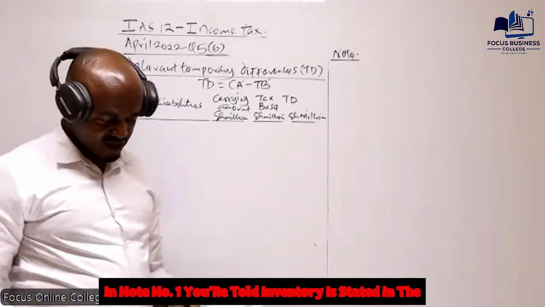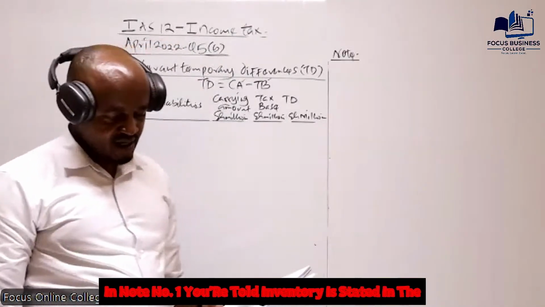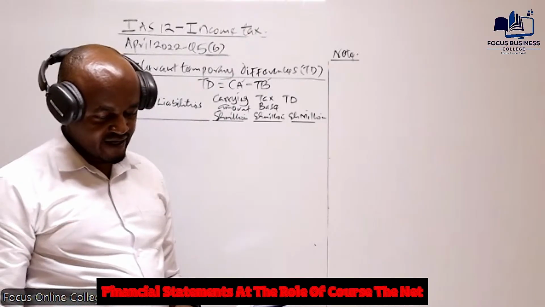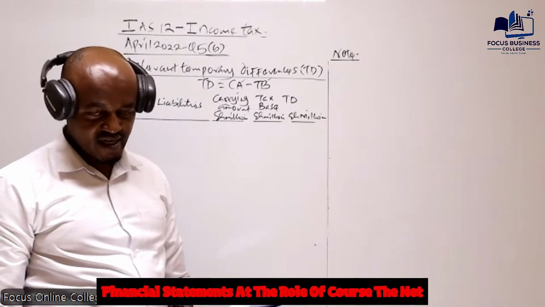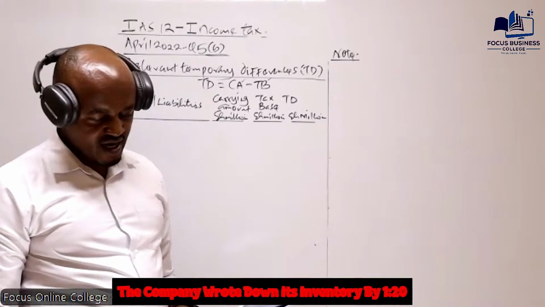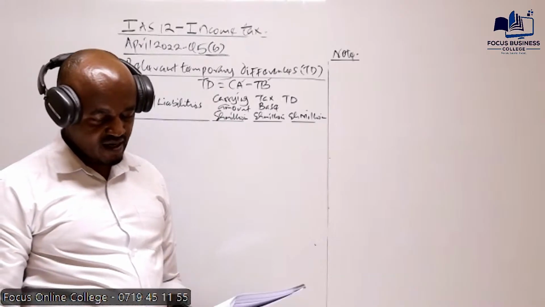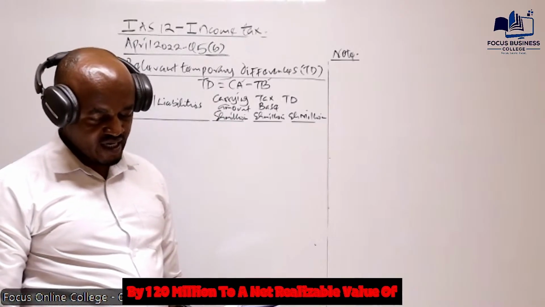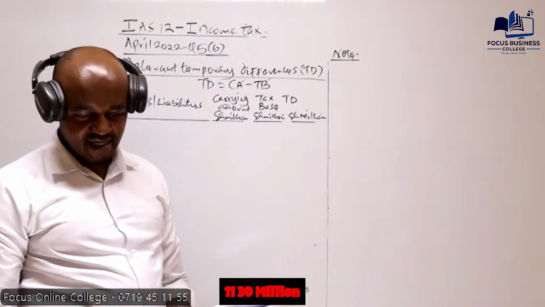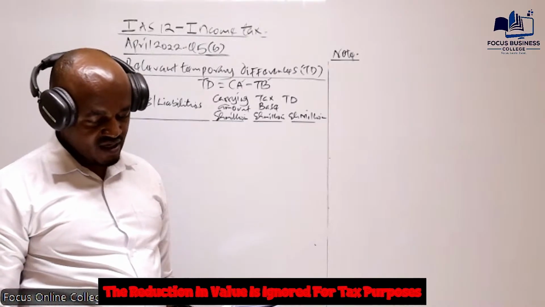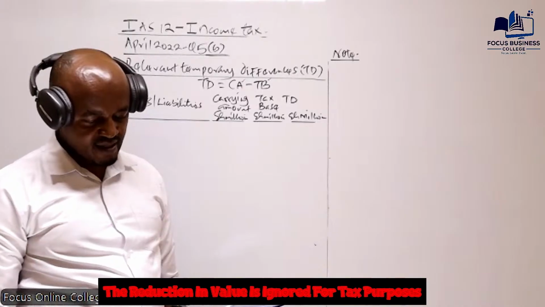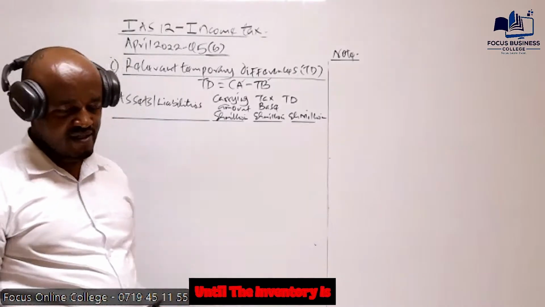In note number 1, you're told inventory is stated in the financial statements at the lower of cost and net realizable value. The company wrote down its inventory by 120 million to a net realizable value of 1130 million. The reduction in value is ignored for tax purposes until the inventory is sold.